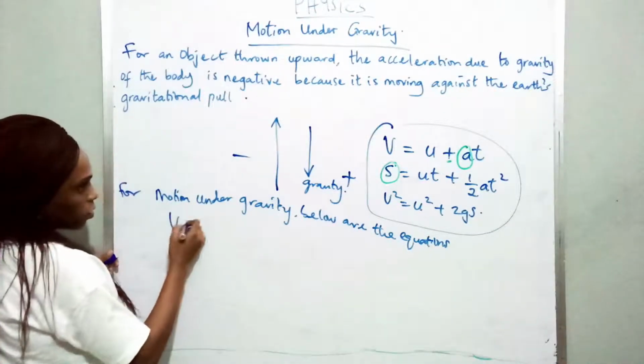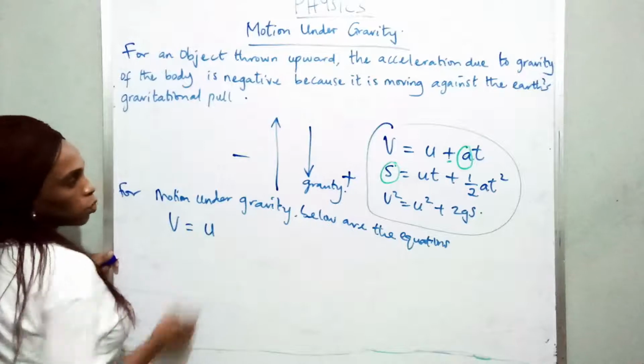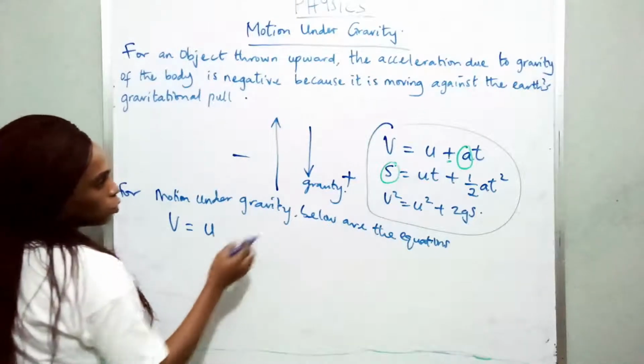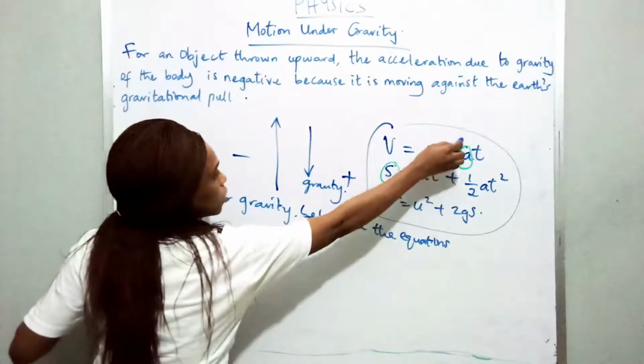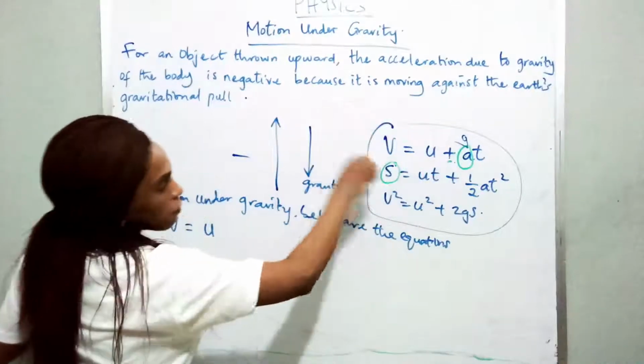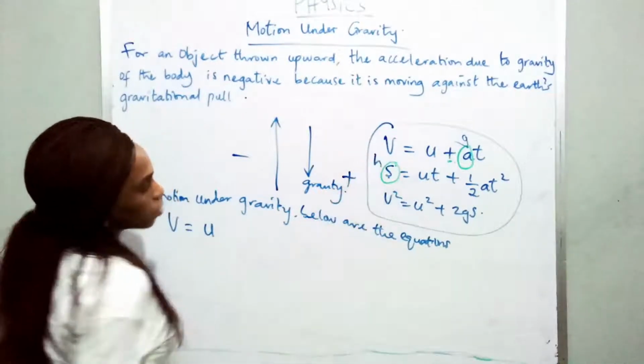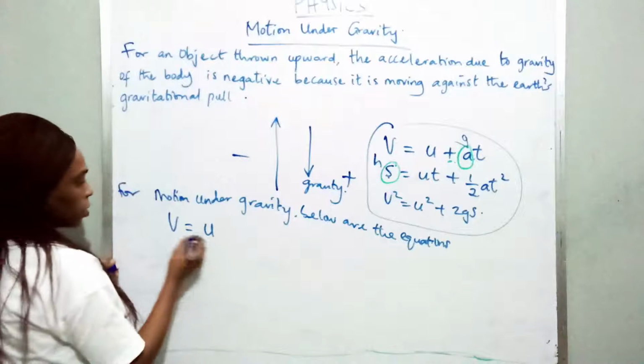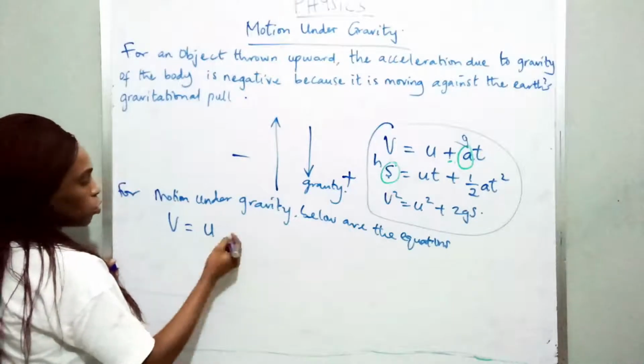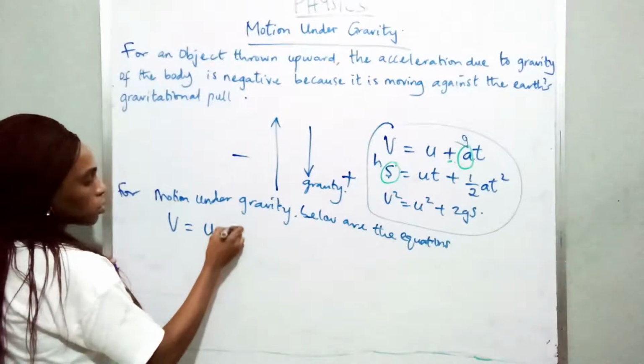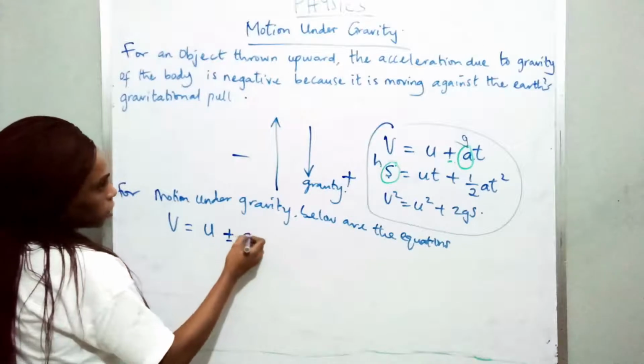So we have V equals U. I told you that A changes to G, acceleration due to gravity. S changes to H, which is height. So V equals U plus or minus G.